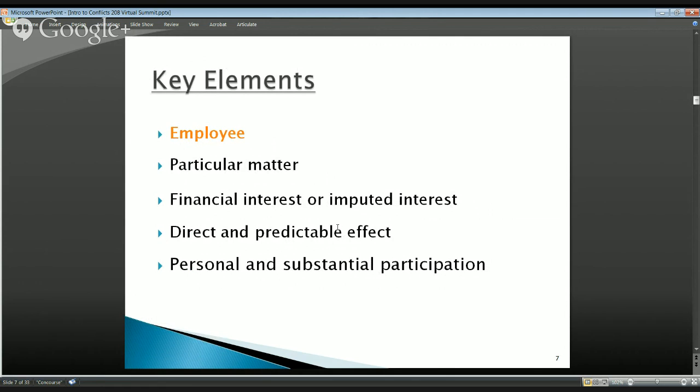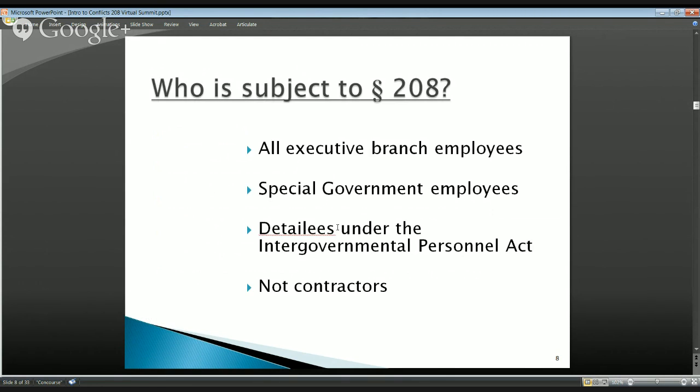So let's go ahead and start talking about an employee. So here's a question. Who's subject to 18 U.S.C. Section 208, Patrick? If you work for the executive branch of the government, you're probably subject to 18 U.S.C. Section 208. That's right. All executive branch employees. So that includes our non-career officials, the special government employees. Presidential appointees, all of them. Yes. Everybody.